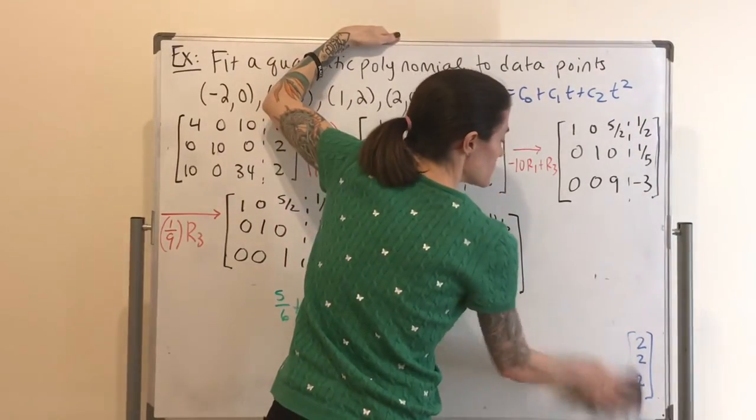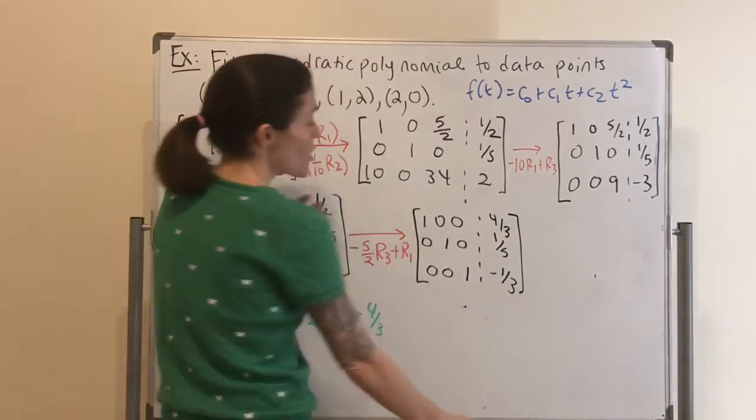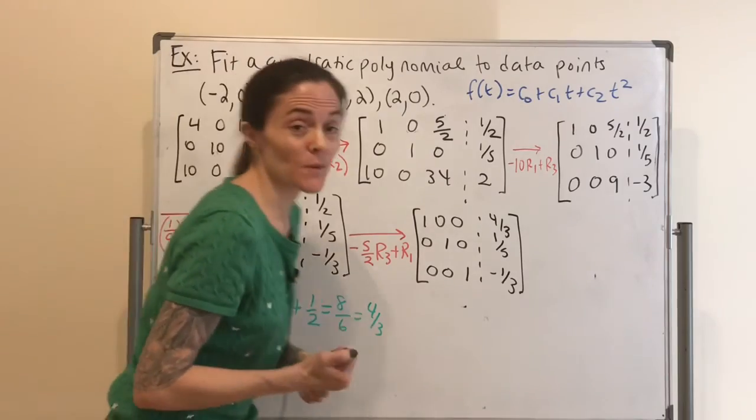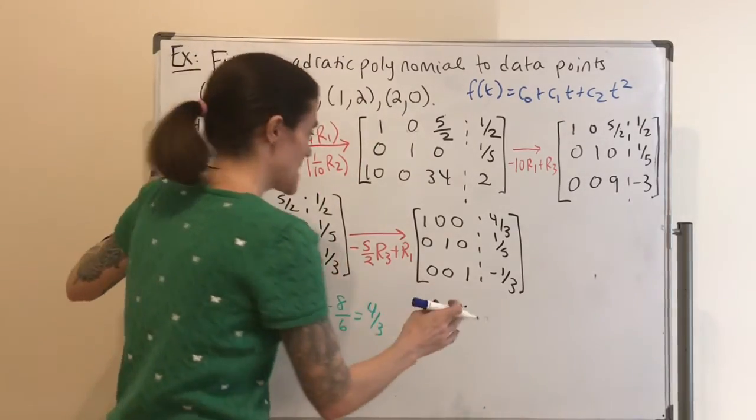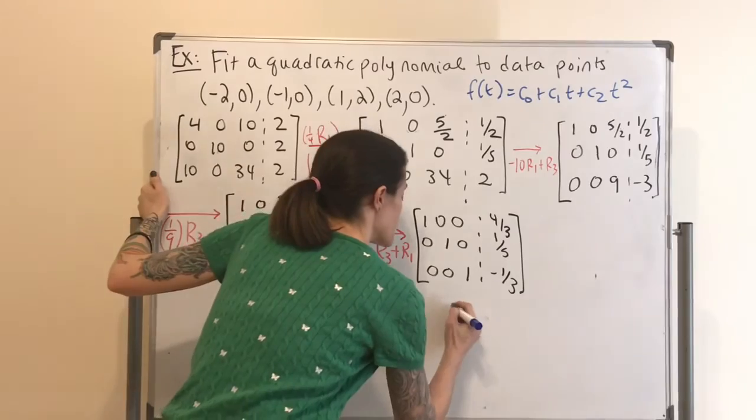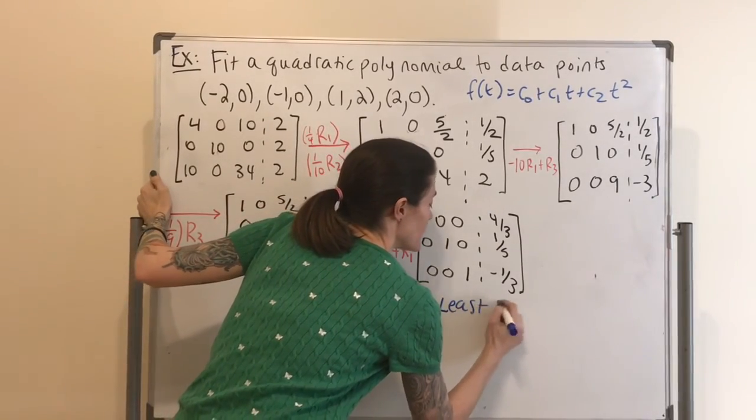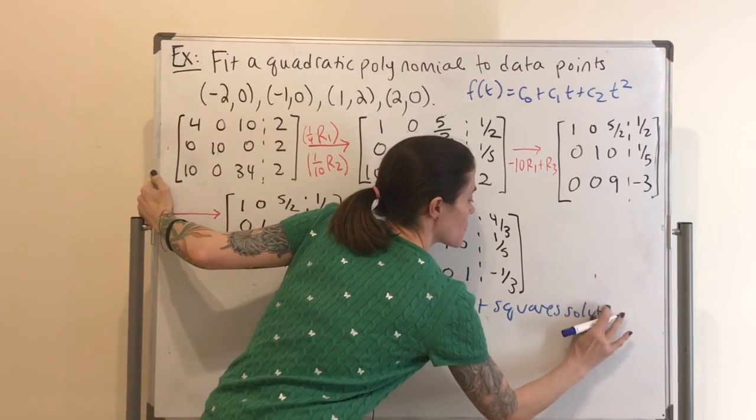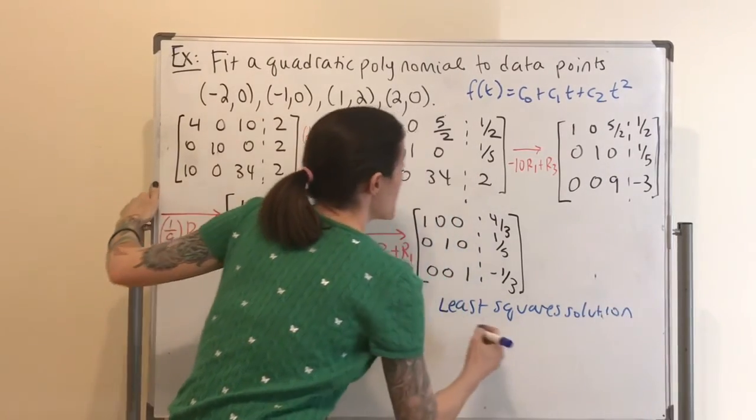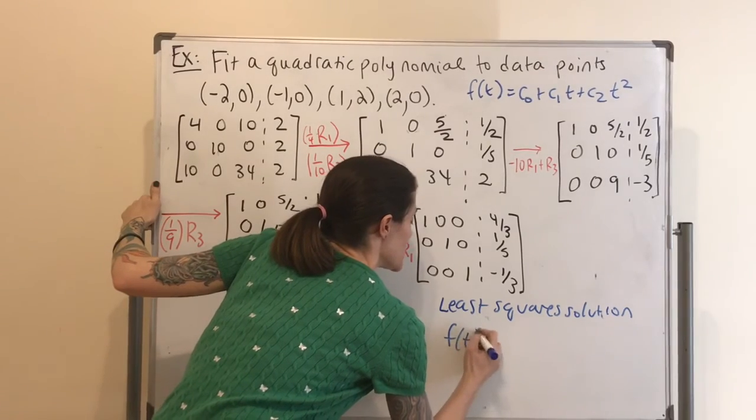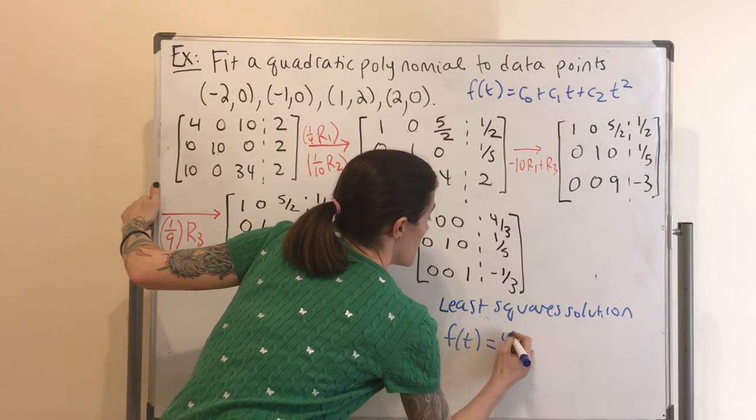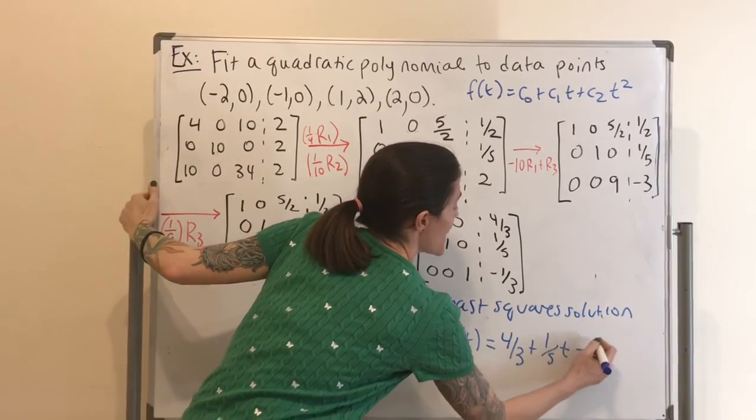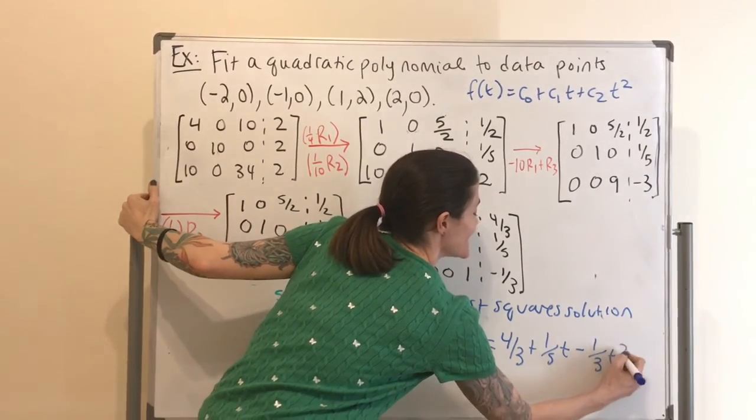And now, well, I didn't necessarily need to keep this normal equation on the board. But you see, we are in reduced row echelon form. We have a unique solution. Let's write our polynomial, and then we will look at the graph, okay? So our polynomial, this is the least squares solution, is f of t equals 4/3 plus 1/5 t minus 1/3 t squared.